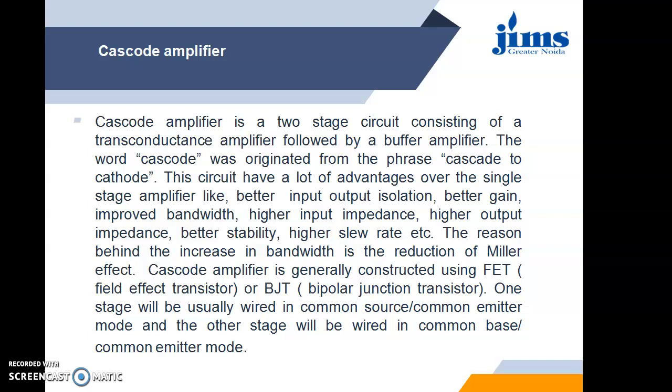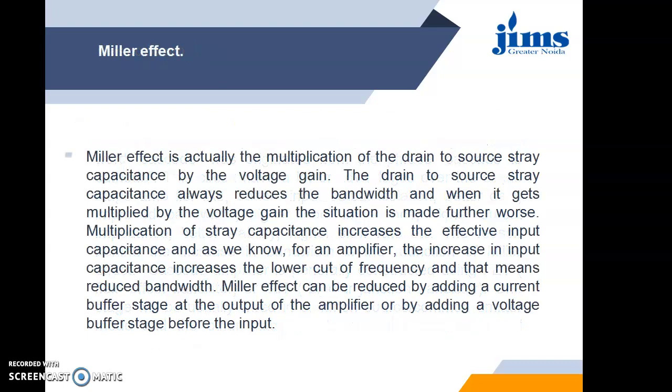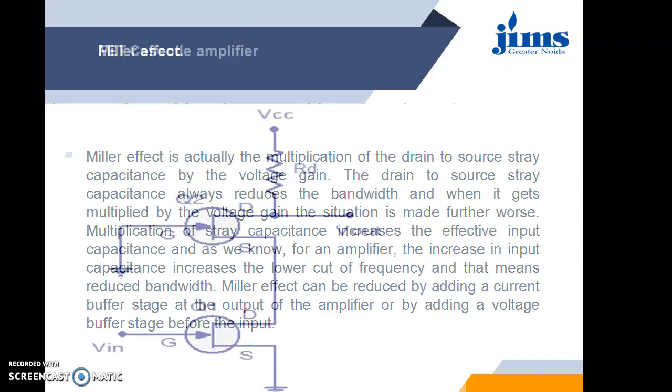And they offer very high advantages, which are better input-output isolation, better gain, improved bandwidth, higher input impedance, higher output impedance, better stability, better slew rate. So there are so many advantages. Along with that, they offer an increase in bandwidth, which was reduced due to the Miller effect. The Miller effect, as I told you, is due to the junction capacitance formed, which causes the roll-off in the frequency band. So cascode amplifiers basically offer a way to overcome the Miller effect.